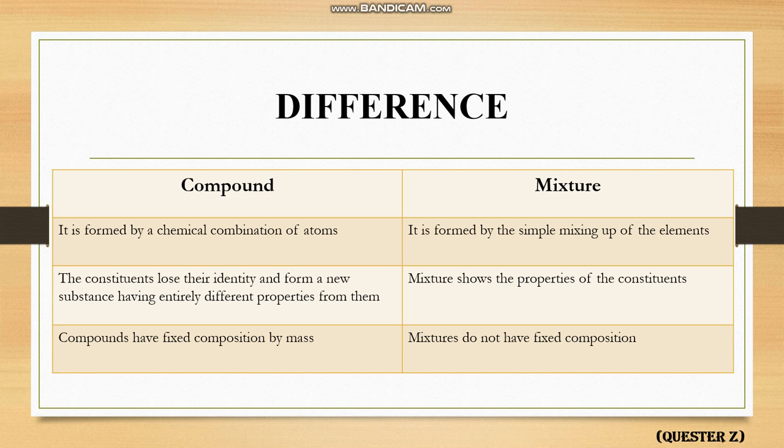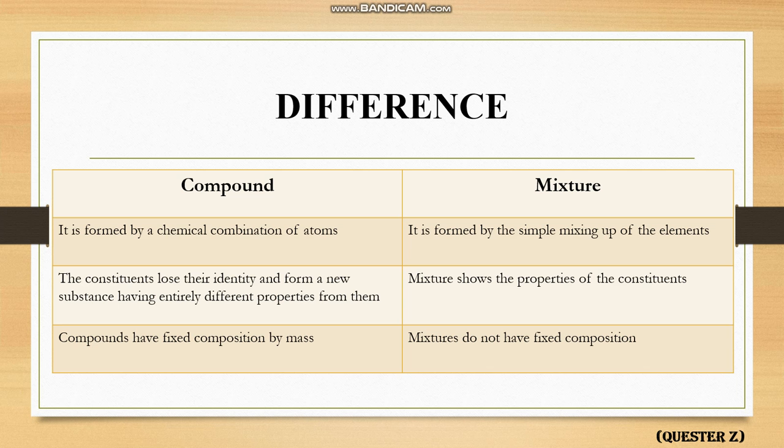But in a compound, there is a chemical combination, a chemical bond is formed. Either it will be an ionic bond, covalent bond, coordinate covalent bond, hydrogen bonding, whatsoever you can say. So the first difference is the chemical combination. A compound is formed by a chemical combination of atoms of those elements, while a mixture is formed by simple mixing of elements.